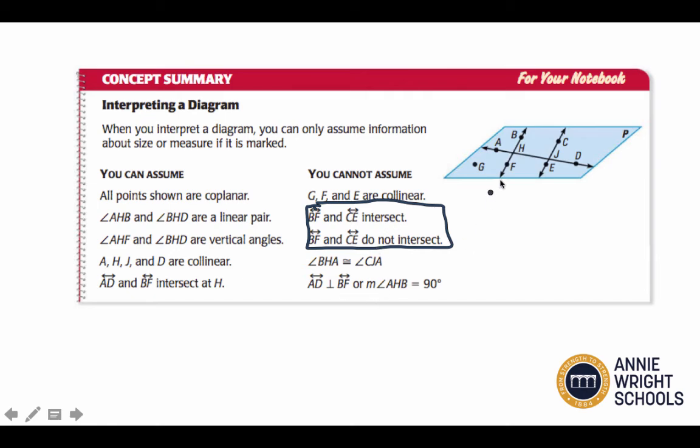If those 2 lines were perpendicular, there would be a little right angle symbol there. And that right angle symbol actually doesn't even mean right angle. It means perpendicular. And we'll get into what that means as well later this year.